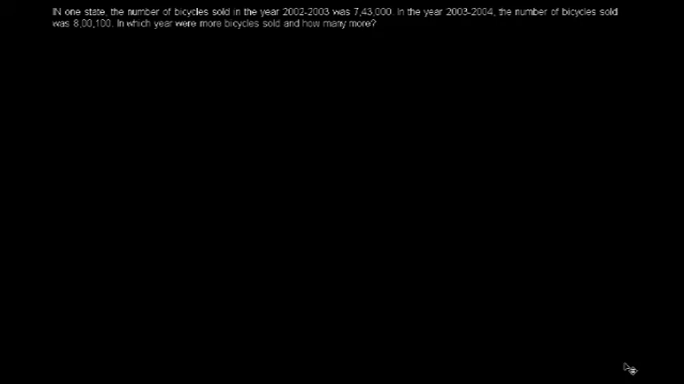Read this question very carefully. This question says that in one state, the number of bicycles sold in the year 2002 to 2003 was 7,43,000. In the year 2003 to 2004, the number of bicycles sold was 8,01,100. In which year were more bicycles sold and how many more?